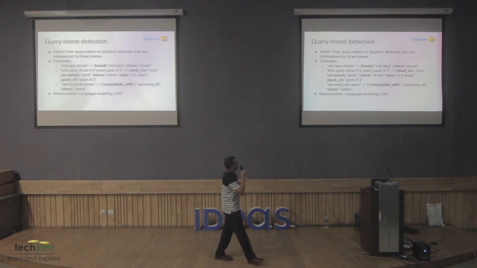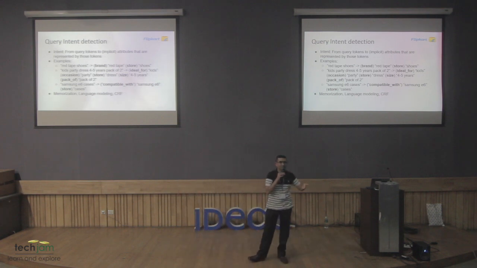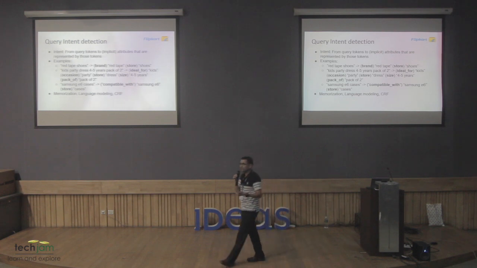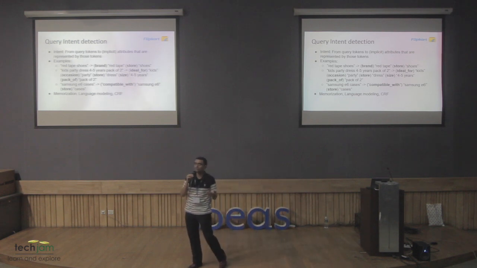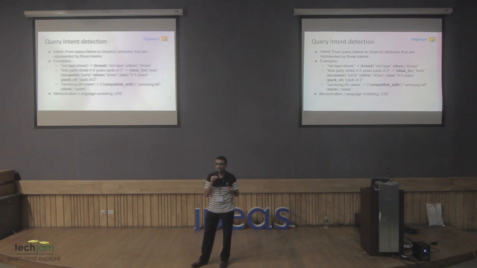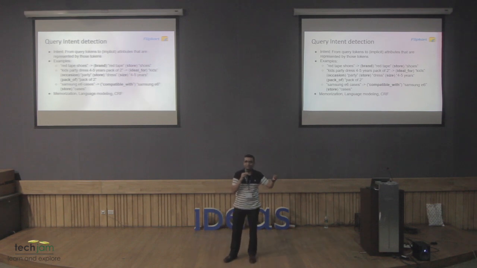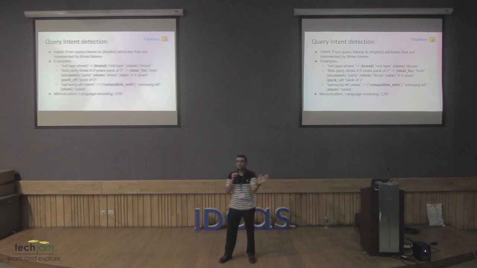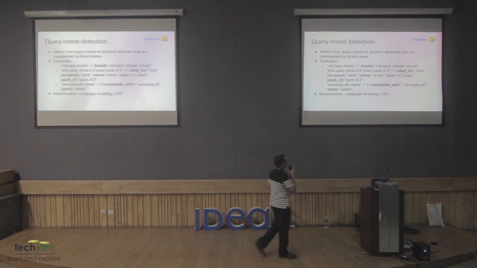From there, we have built a language model, and the most recent one that we have tried out is CRFs, conditional random fields. Conditional random fields are Bayesian models which assume that every query has a pattern to it, in the sense the next word depends on the previous word and so on, and then you build a model on top of it, and this has given pretty good results to us.